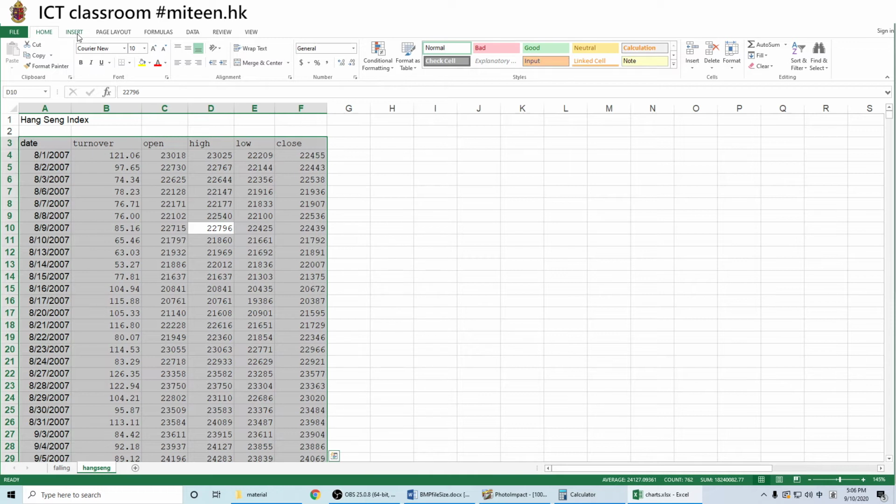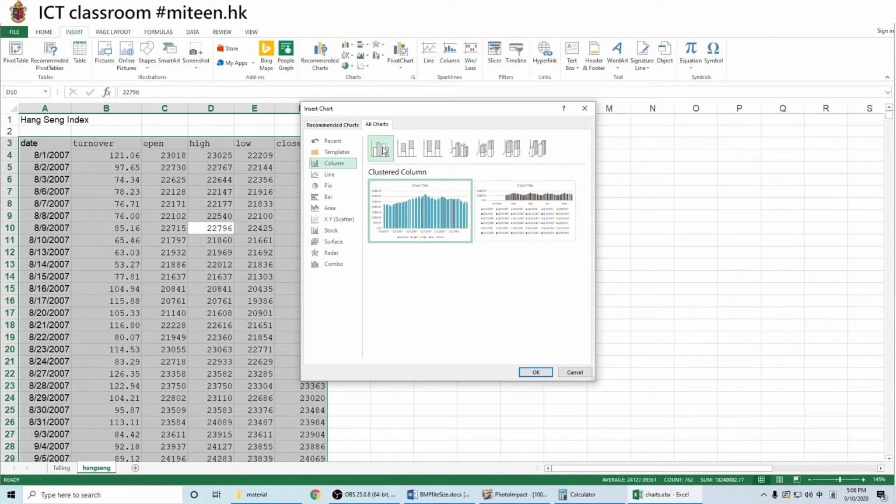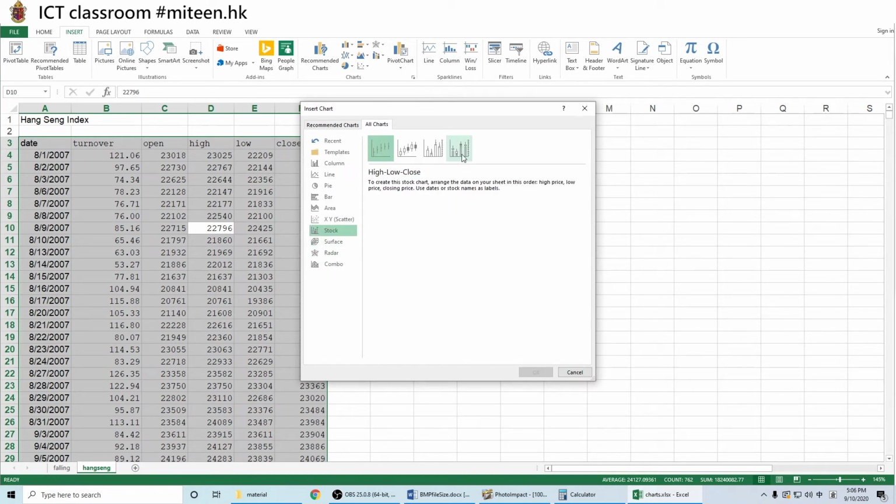It is very easy to use Excel to make a chart to investigate the stock market. Same, we go to Insert and we click this one, and we go to All Charts. We can see there is one called Stock, and as we have more data, we can use the volume, open, high, low, and close.